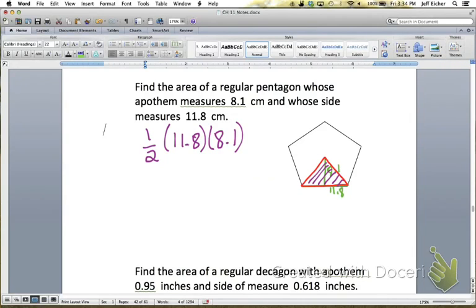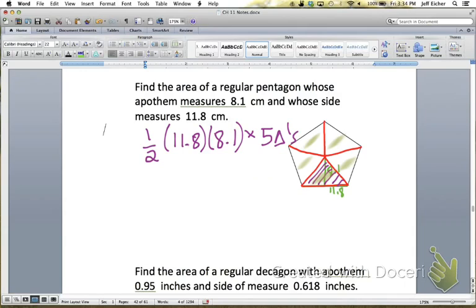However, we want to find the whole area of the pentagon, right? And it's a regular pentagon. All regular polygons are divided into congruent triangles. So this pentagon has 5 congruent triangles. 1, 2, 3, 4, 5. So we're going to multiply here by 5 triangles.